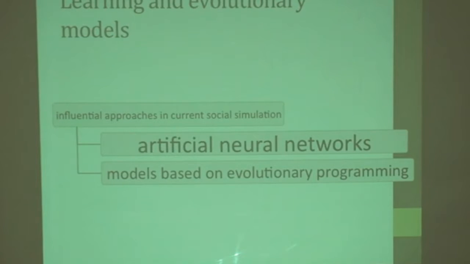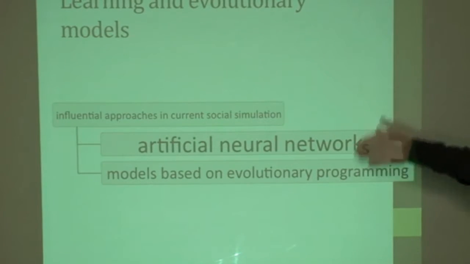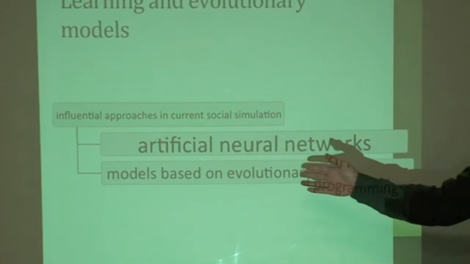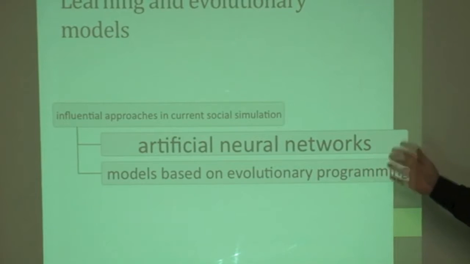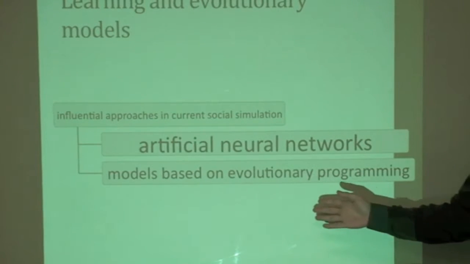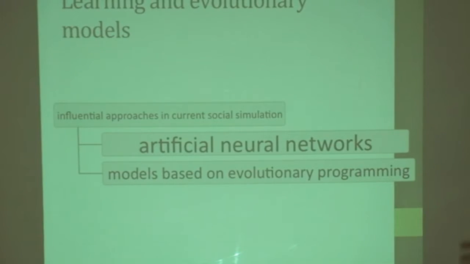This is kind of the overview of the chapter. The most widely used approaches in social simulation are divided into two categories. The first one is the artificial neural network, and the other one is the model based on evolutionary programming. I will mainly introduce the contents about artificial neural networks, and Mr. Yakizawa will give a detailed introduction about evolutionary programming.